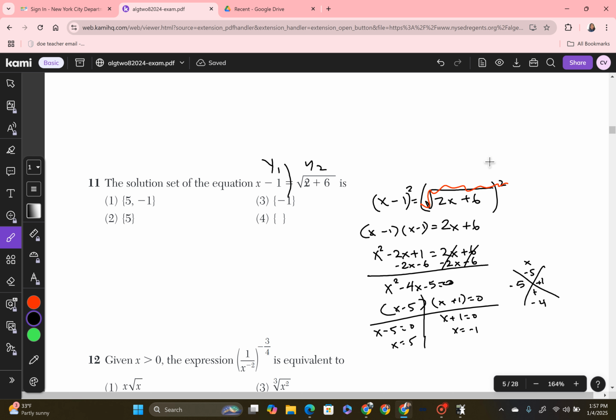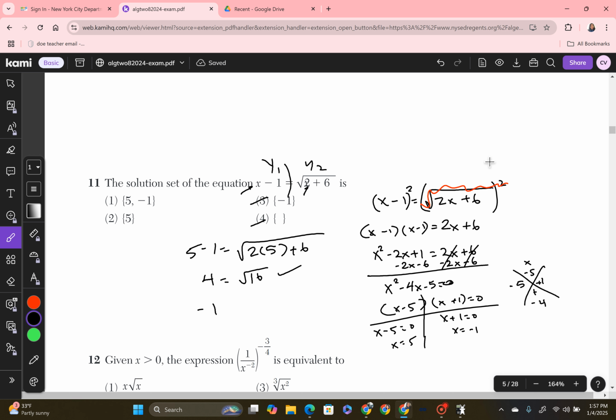So how do we check it? We take our 5 and we plug it back in wherever we see an x. So 5 minus 1, does that equal the square root of 2 times 5 plus 6? And 5 minus 1 is 4. This side is going to give you 16. The square root of 16 is 4. That works. So 5 works. That means 3 and 4 are not our answer.